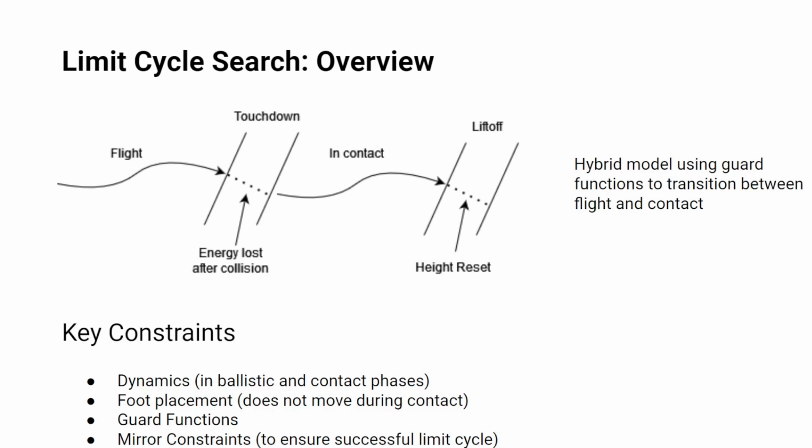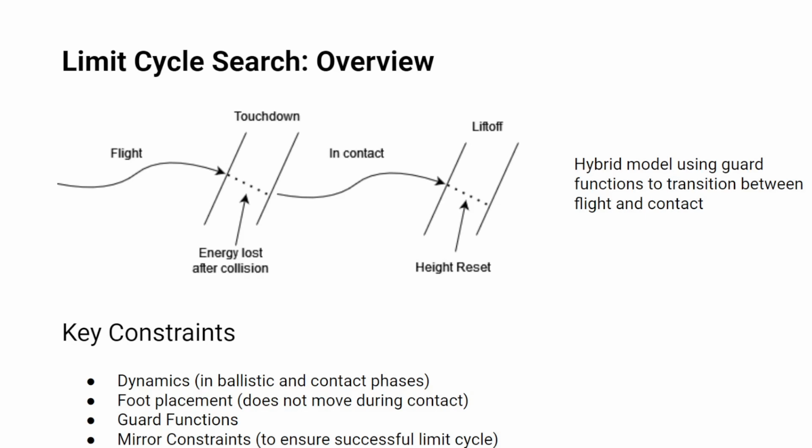So the next step is to define a limit cycle using trajectory optimization. The hard part about finding a limit cycle here is that it is a hybrid model. The robot is going to be in the air and also in contact with the ground. And in between those two modes, we need to have reset maps, because in those modes, energy will be lost or velocity might change instantaneously.